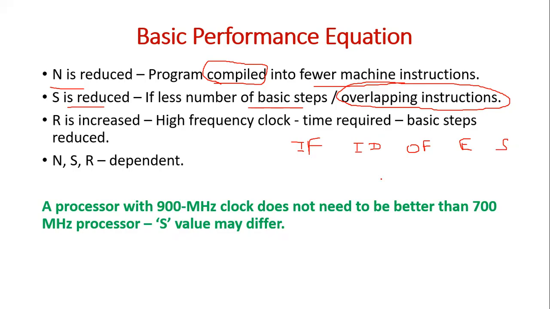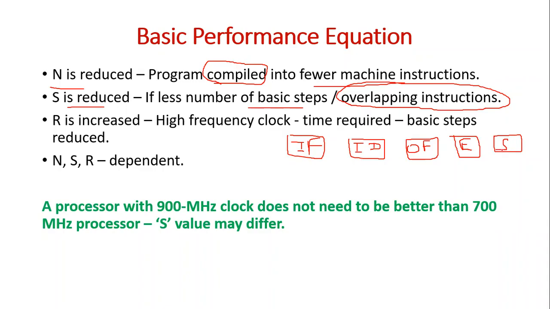Now, say the first instruction is fetched. This instruction fetch will be done by one unit. Decoding will be done by another unit. Operand fetch will be done by another unit. Execution will be done by another unit. Storing will be done by another functional unit of the computer. So all these are different units.